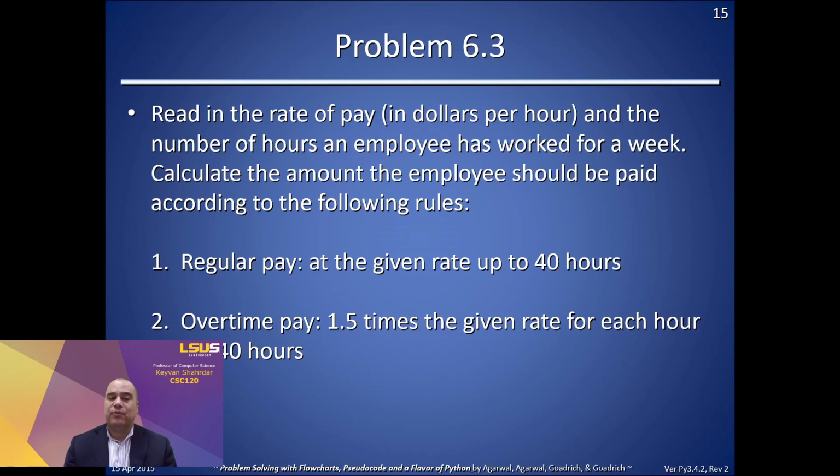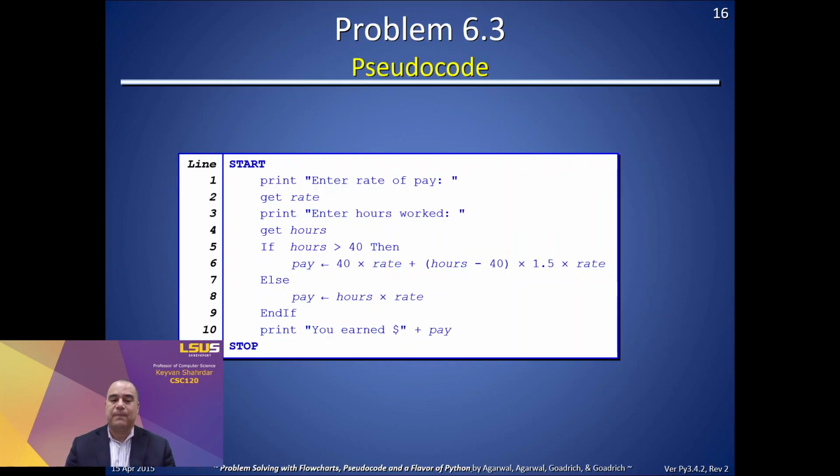Problem 6.3. Read in the rate of pay in dollars per hour and the number of hours an employee has worked for a week. Calculate the amount the employee should be paid according to the following rules. Regular pay at the given rate up to 40 hours. Overtime pay is 1.5 times the given rate for each hour above 40.